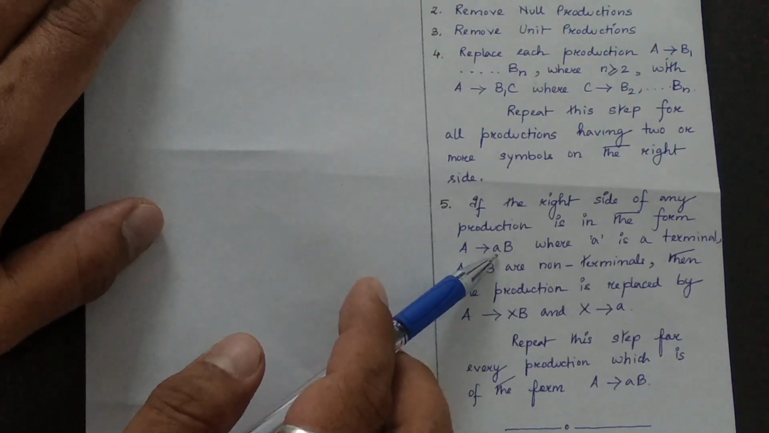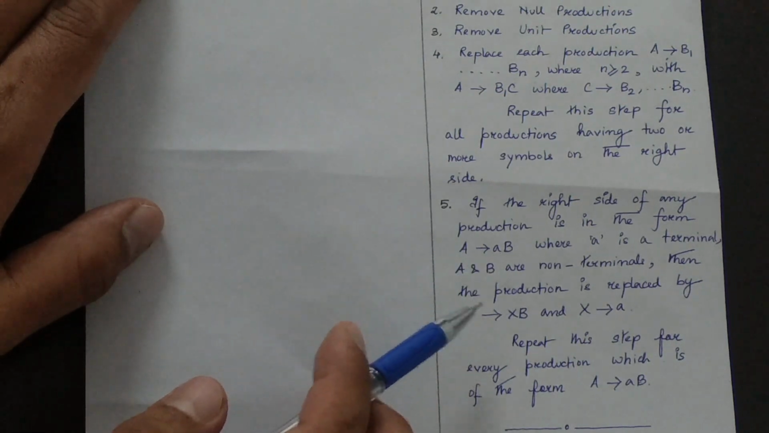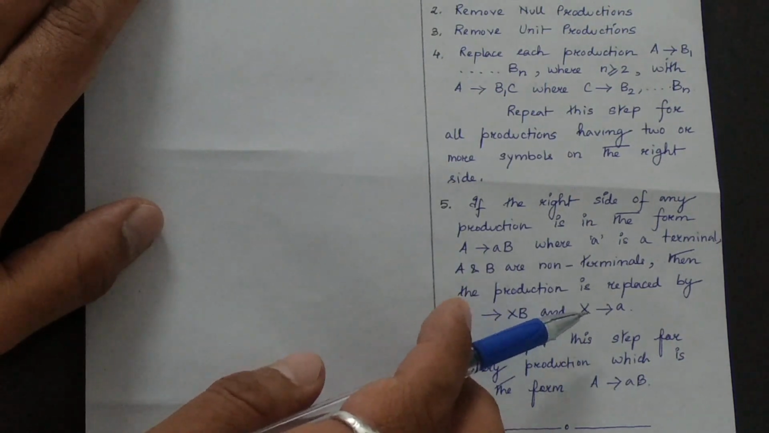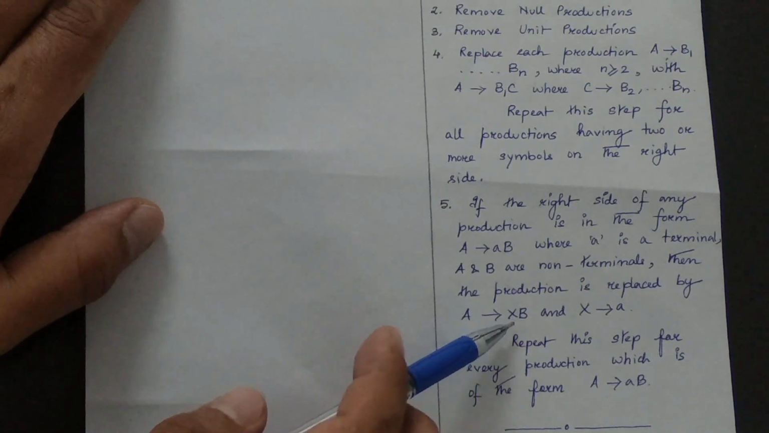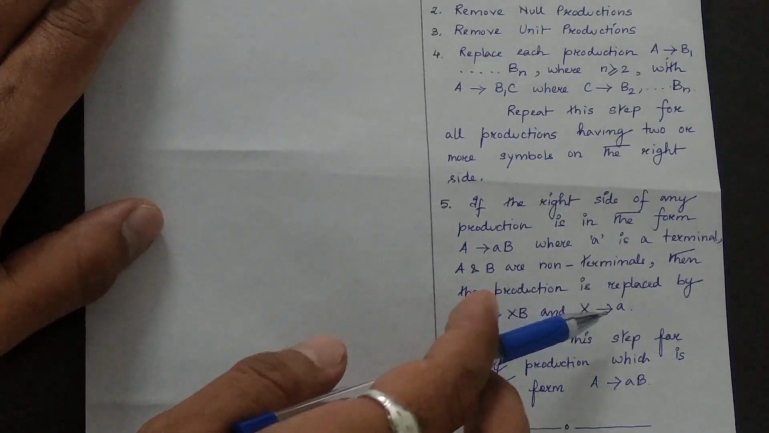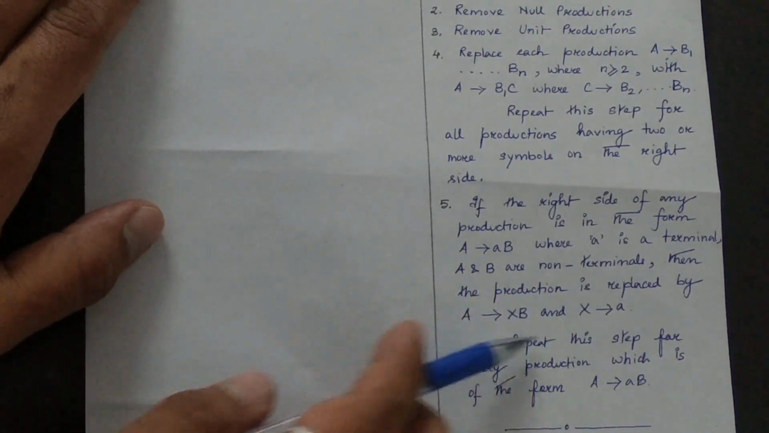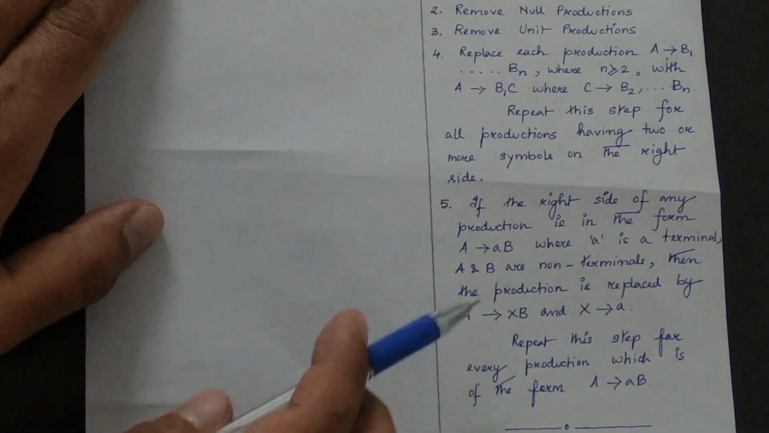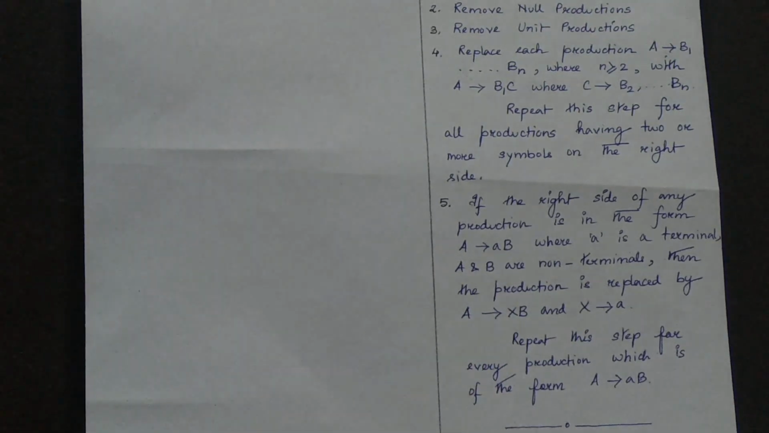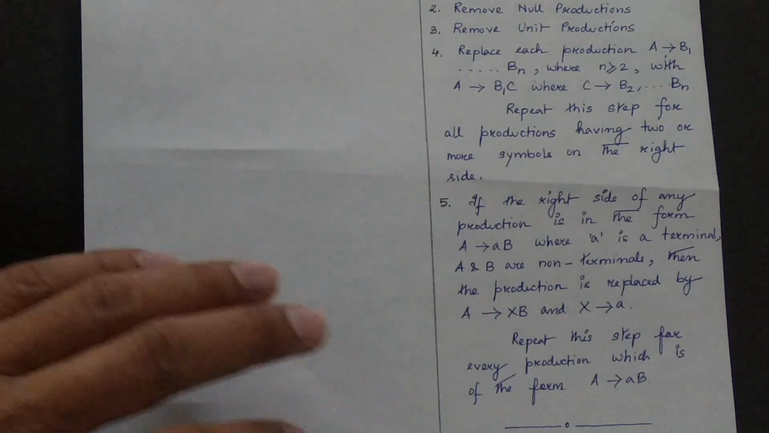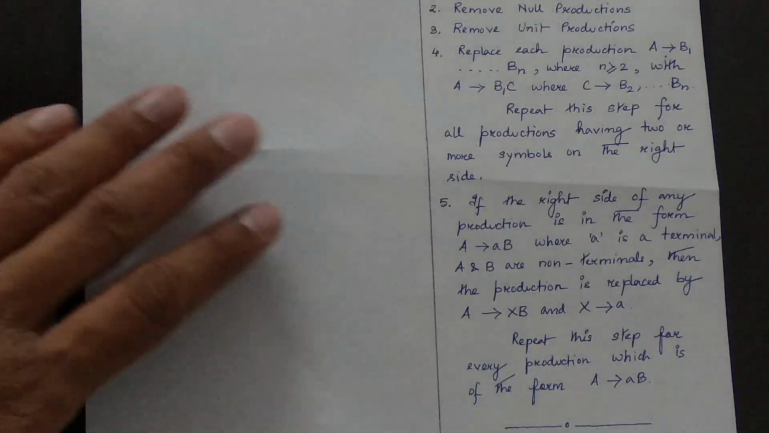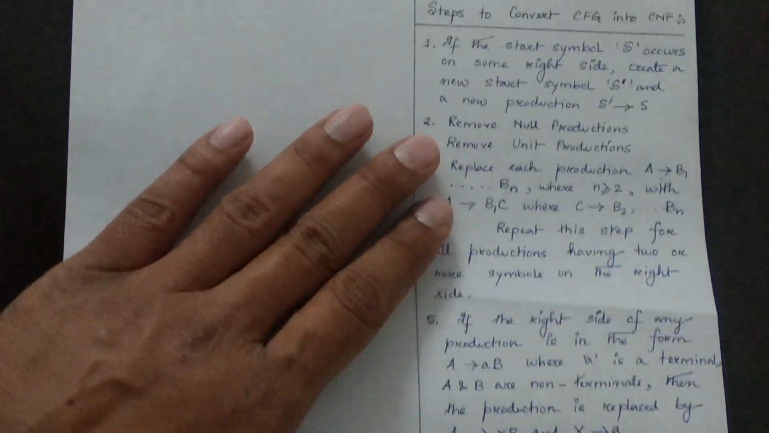Then this terminal symbol can be replaced by another non-terminal like this, and this you can replace over here. So it will be a combination of two non-terminals, and this will be a single terminal. So this is a particular format, correct? These are the steps that you can keep in mind, but let us check an example of how to work on it. Okay, for this I have brought an example.